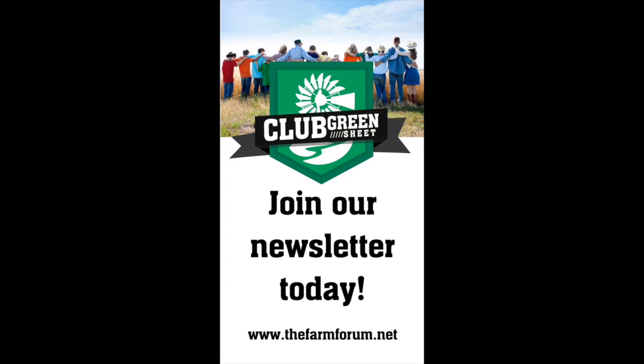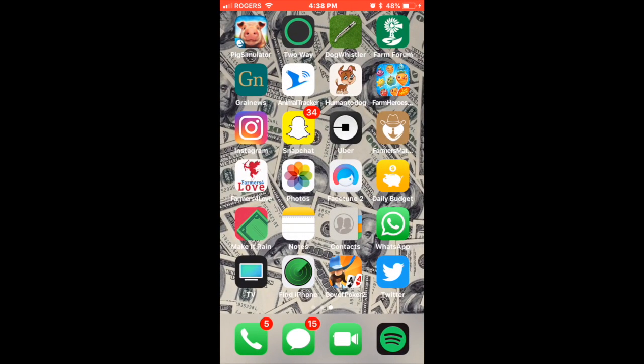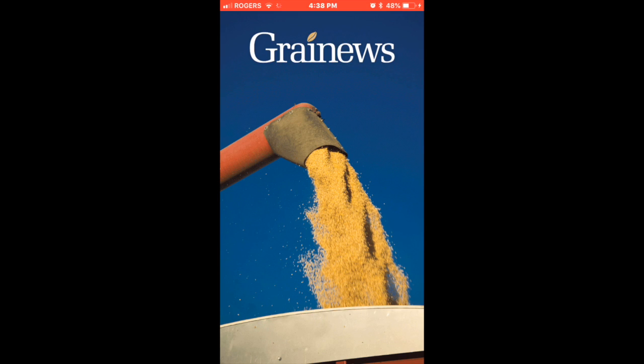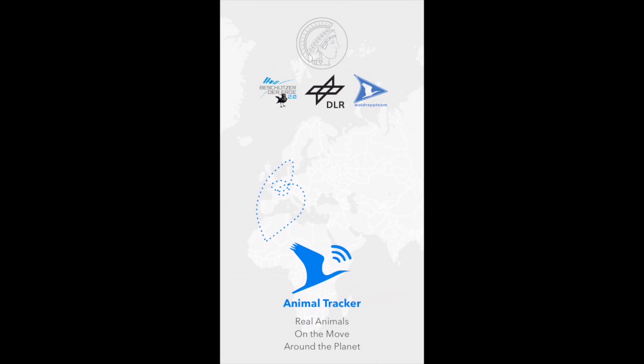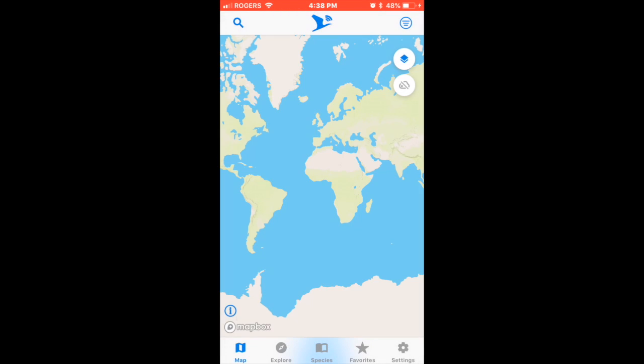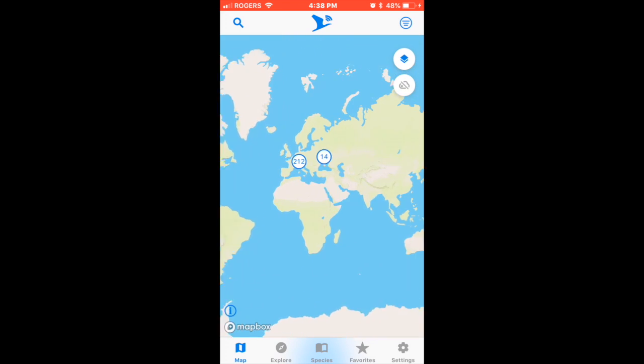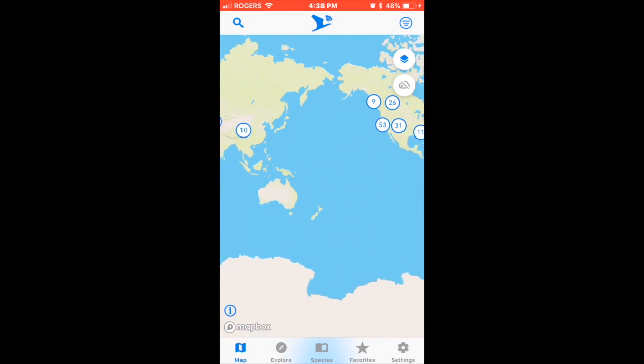Next app we have is a farm news app called Farm Forum. Napoleon uses this app to keep up with his farm and look at what other farms are doing, what news is in the air, because he doesn't get out much. He doesn't do much. Next is Great News, which he uses to keep up with the harvest, which also goes along with our next app, Animal Tracker, which he uses to track the animals, track what they're doing, if they're doing what they're supposed to be doing, if they're on task.